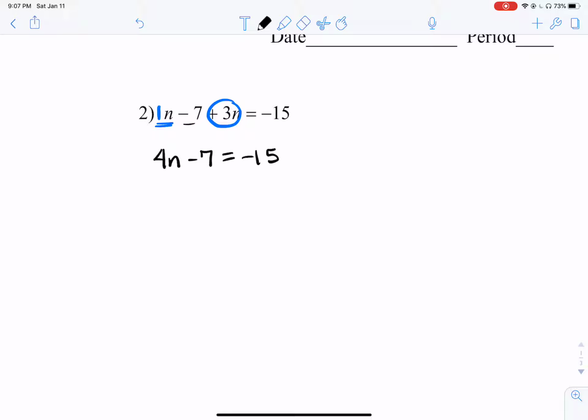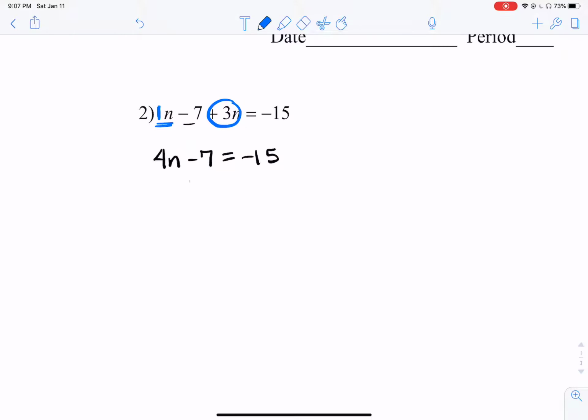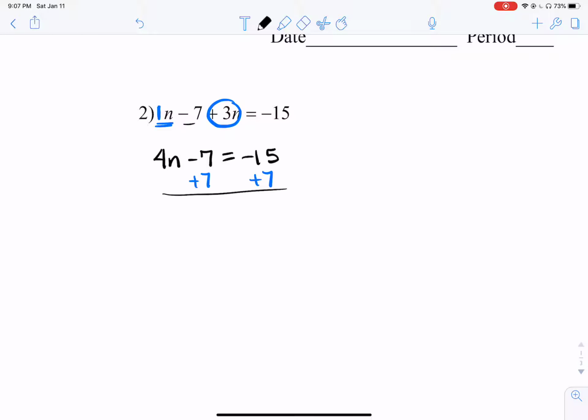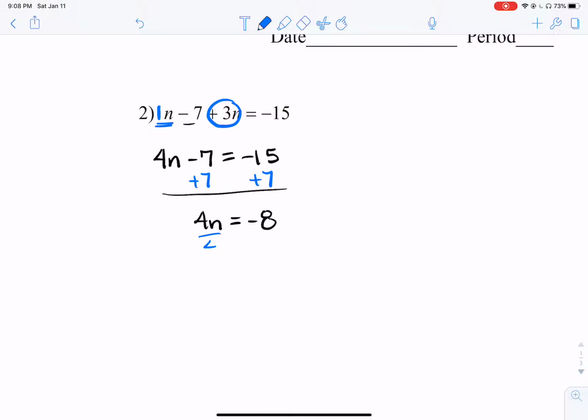Now, we are going to add 7, the inverse operation. We add 7 to both sides of the equation. And 4n is going to equal negative 8. We're going to divide by 4. And n is equal to negative 2.